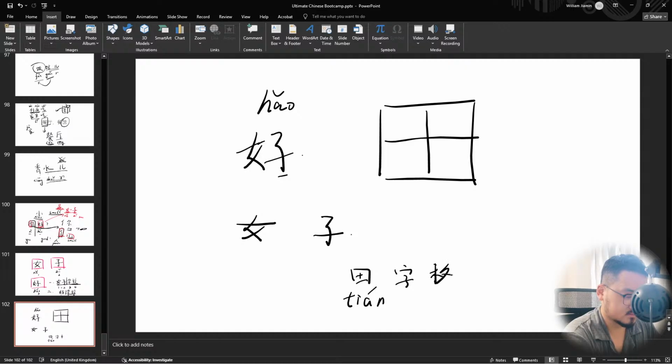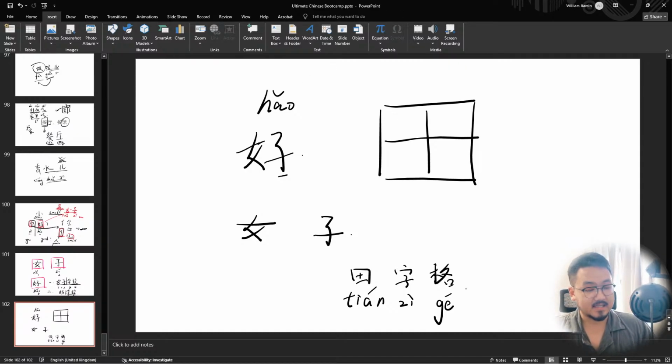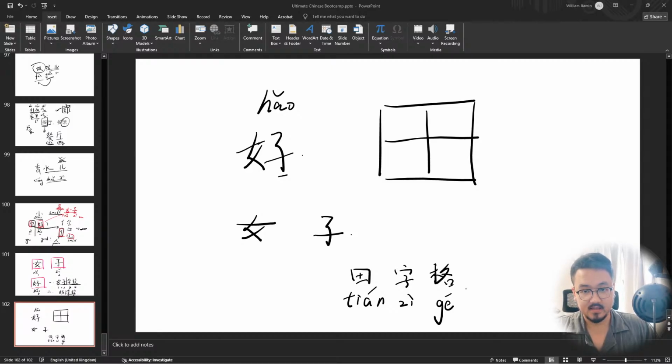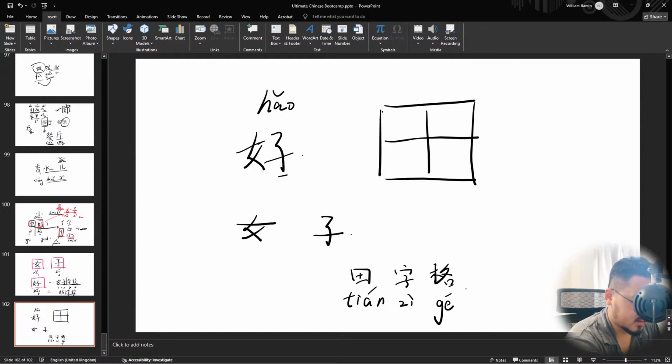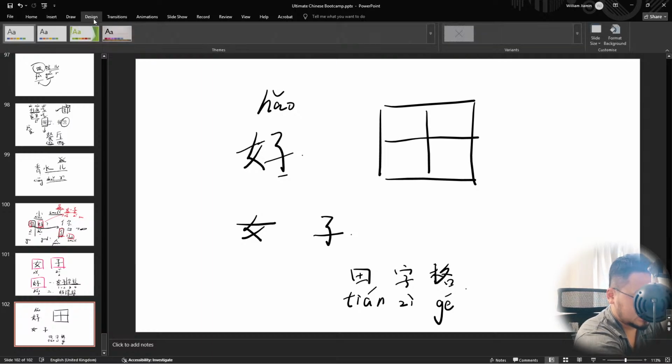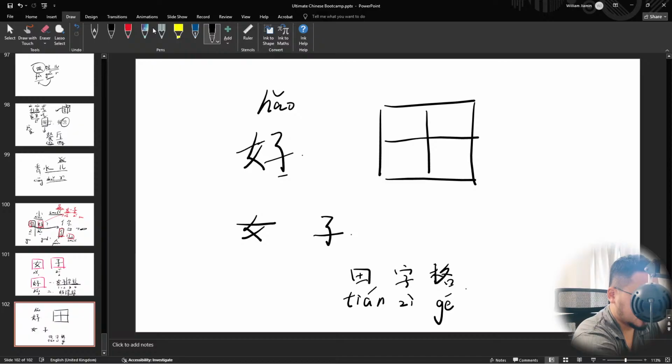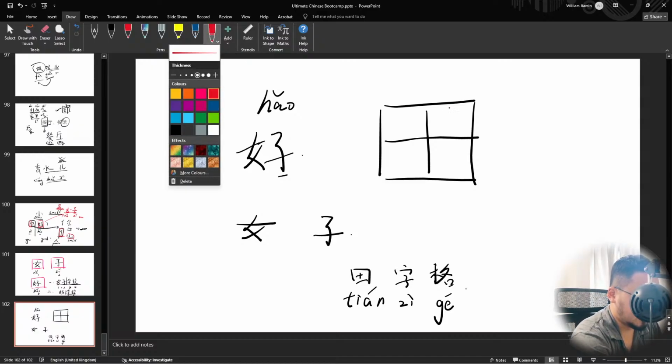田字格. Okay, so basically it's just like a 田字, right? Like a 田. And when the kids start learning Chinese, they're going to learn how to write it here.